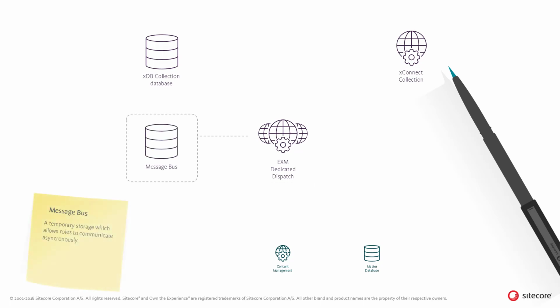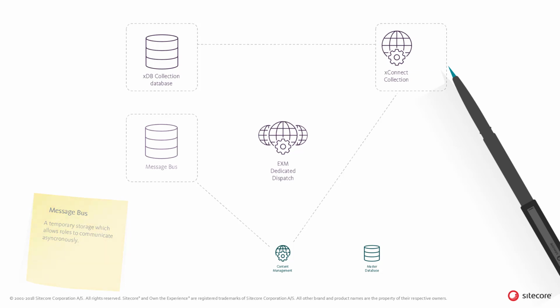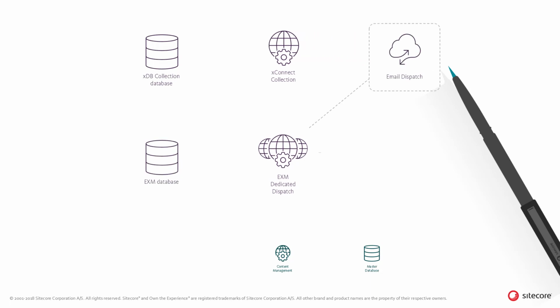For reporting purposes, the dispatch role now saves a message on the message bus to update the email address history facet. This message is handled by the content management role and updates the specific contact through the XConnect collection service. Now the dispatch role will send the email to a contact. Depending on the configuration, this can be done through a custom SMTP service or through the Sitecore email cloud service using SMTP.